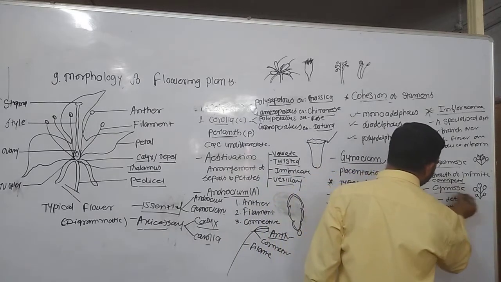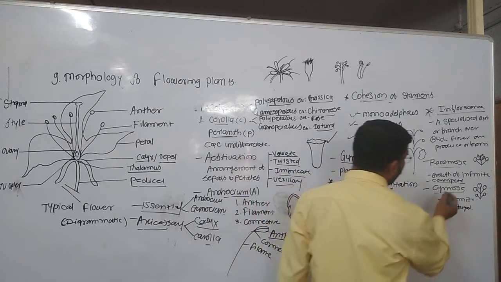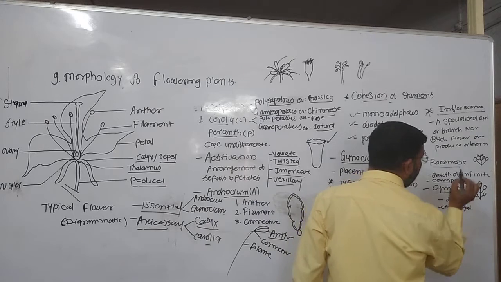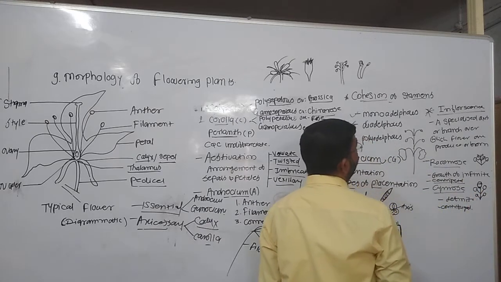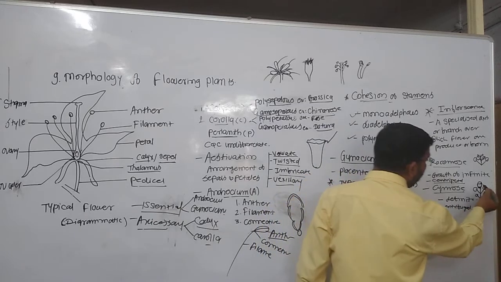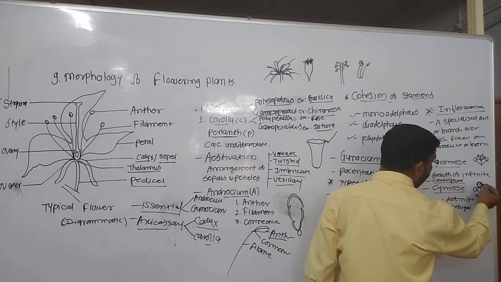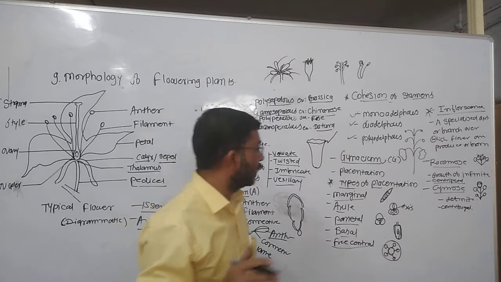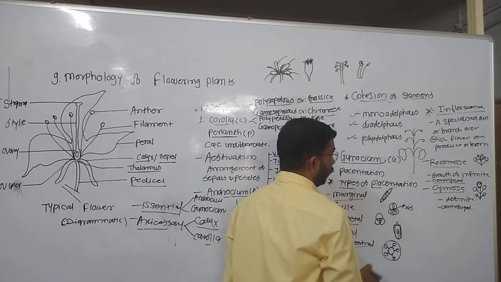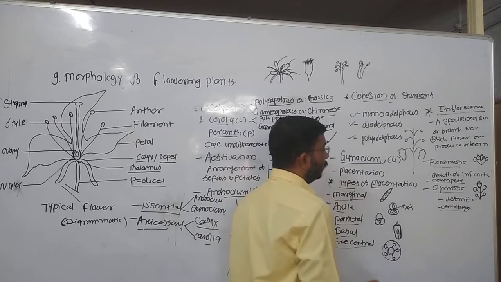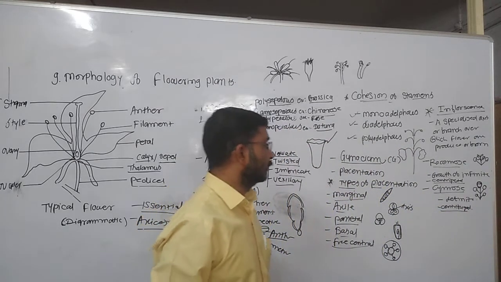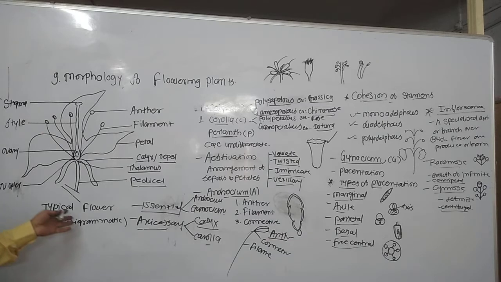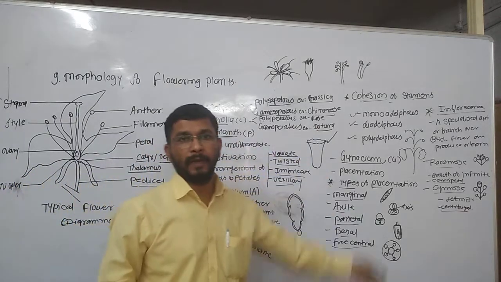Then the last point is cymose inflorescence. In cymose inflorescence, on the top of the axis of the branch we find definite growth. Why definite? Because on the top of the axis a flower is formed. That's why definite growth is observed in cymose inflorescence, and a centrifugal type of aestivation is also found. This is all about today's topic, the types of flowers and their structure, and the inflorescence. Thank you.